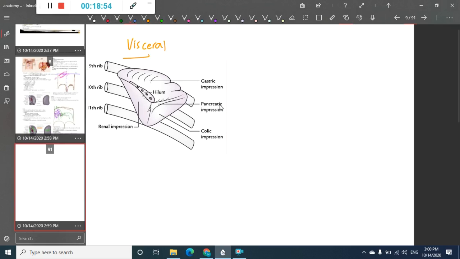One, it has the gastric impression, which is mainly produced by the fundus of the stomach. Actually, this is the largest impression when compared to others. Okay, then we have pancreatic impression, which is produced by the tail of pancreas and it is present between the hilum and colonic impression.